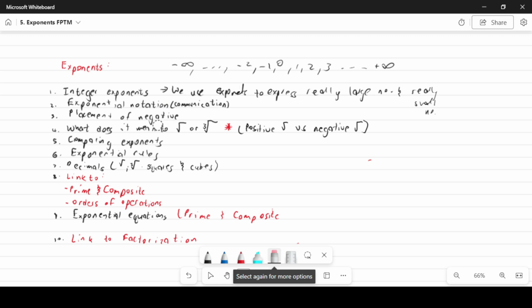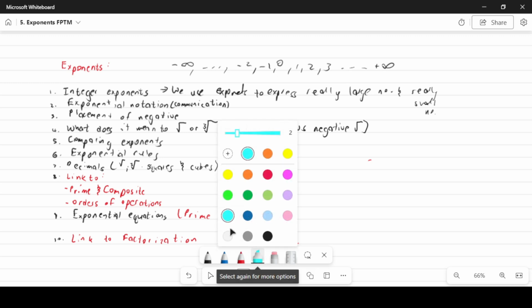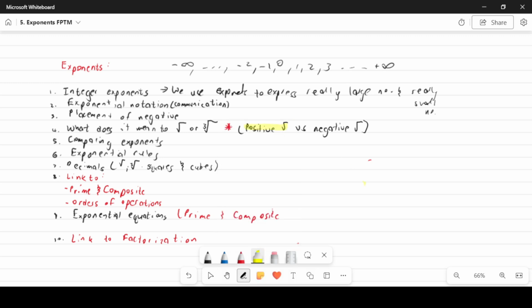Then we'll talk about the placement of the negative, and how we can yield two different answers when the negative is placed differently. Okay, and then I want to talk about this very, very in detail. Right? What does it mean to square root a number, and what does it mean to cube root a number? Right, and then I will also give you a lot of information and create a distinction between the positive square root and the negative square root. Very important. The square roots and the cube roots are topics that are misunderstood a lot. So I will give you a lot of information on that.